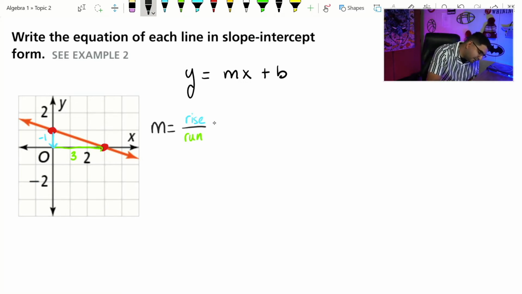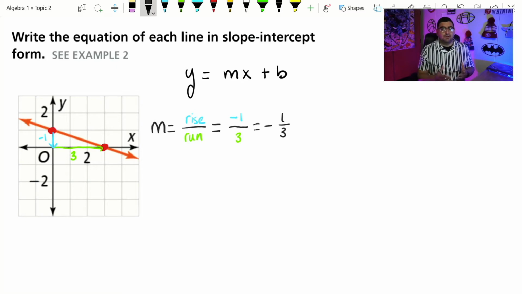Then I just plug those values into my rise over run equation, where my rise was -1 and my run was 3. That would be my slope. I can rewrite it simplified as -1/3. Now I have my slope. The only piece I'm missing is a little bit easier to find, because you just have to know what it means.